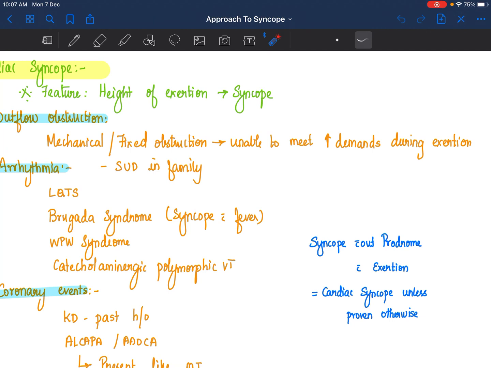Multiple types of arrhythmias are possible. Long QT syndrome, Brugada syndrome especially needs to be suspected whenever a febrile child is having multiple syncopal episodes. Wolff-Parkinson-White syndrome, catecholaminergic polymorphic ventricular tachycardia.